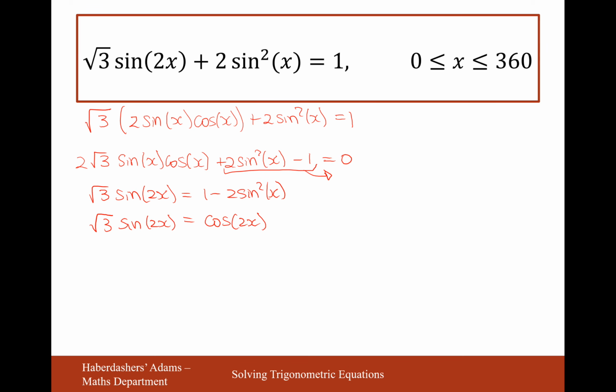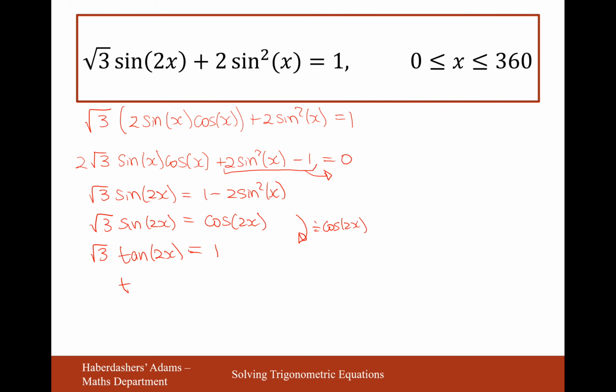Because what we're now going to do is divide by cos 2x on the other side to turn it into a tan. So it's going to be root 3 tan 2x. And so what I'm doing from here to here is dividing by cos 2x on both sides, so I'll be left with 1 on the right hand side. And in this special case, you're allowed to divide by cos because you are creating a tan, and tan takes into account that sometimes cos will equal 0.